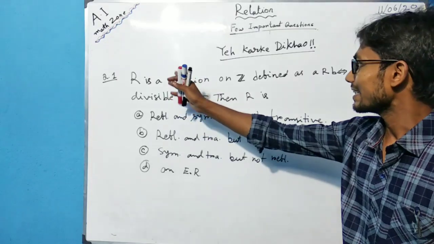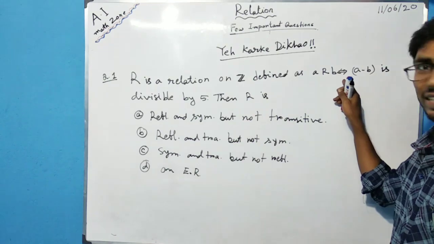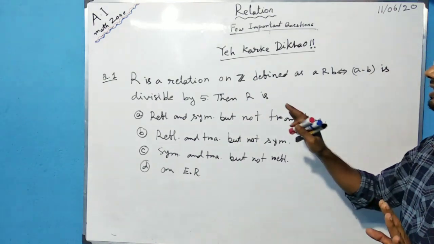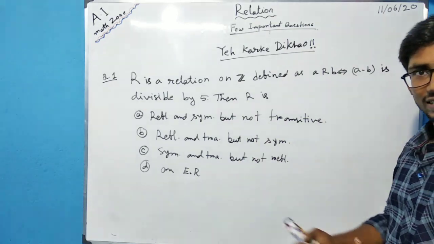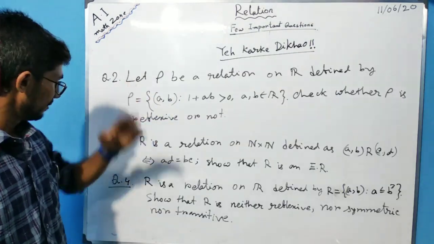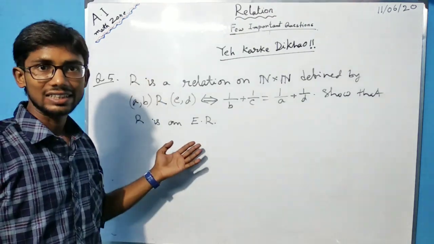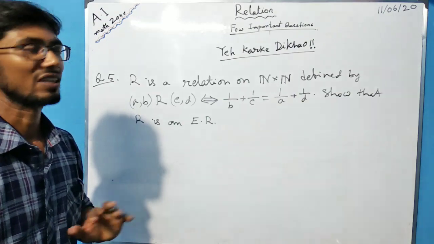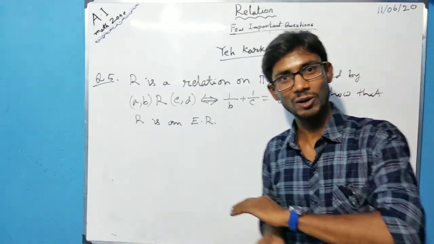So R is a relation on Z defined as a is related to b if and only if a minus b is divisible by 5, then R is, which one will be the correct one, right। तो चलो एक करके दिखाओ, फिर, फिर, फिर करके दिखाओ, अब करके दिखाओ। So these all were the questions you have to solve.